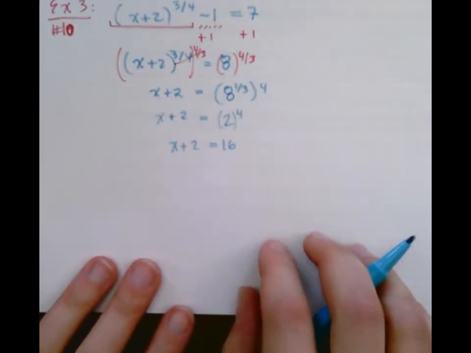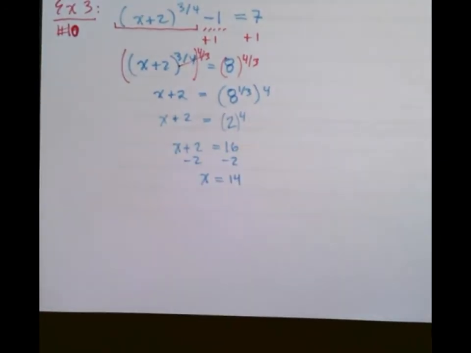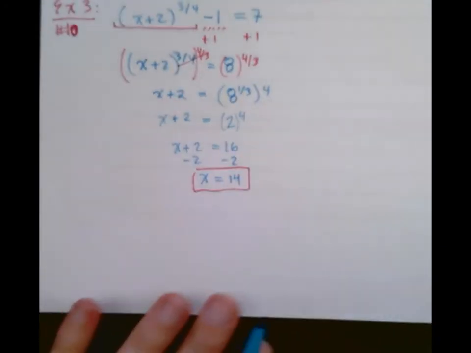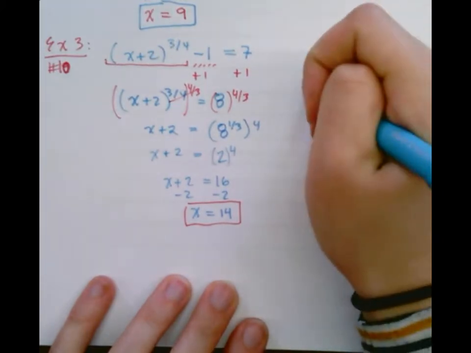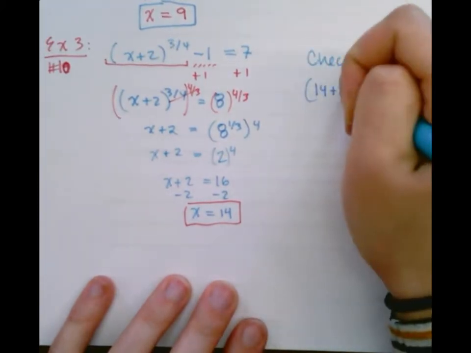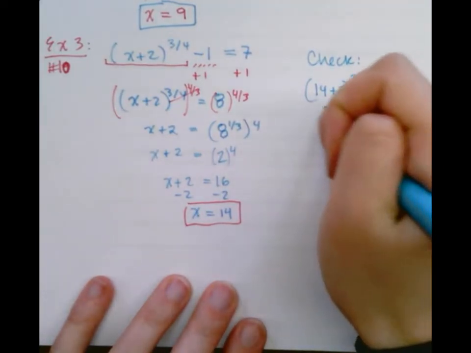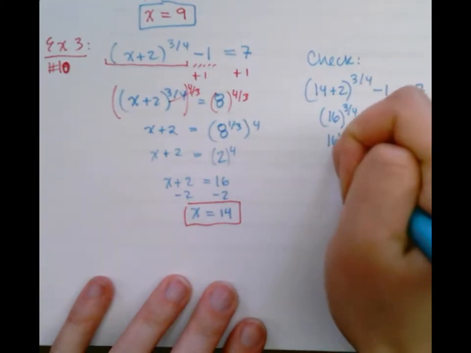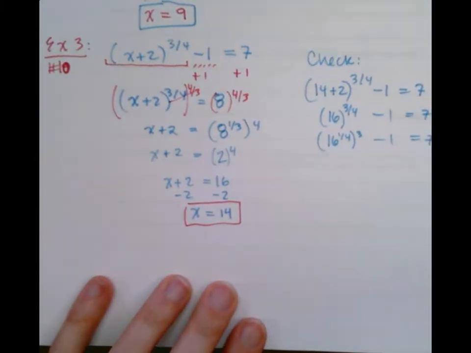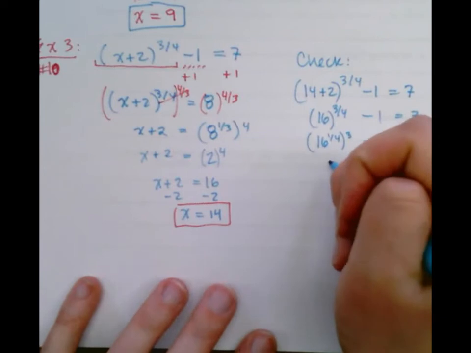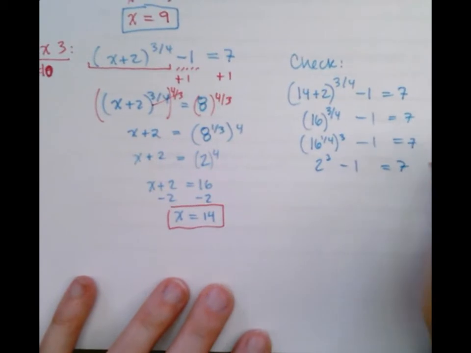And now this is a very easy equation. I just have to subtract the 2 over, and I get x is equal to 14. The last step will be to check my work. So 14 plus 2 raised to the 3/4 power, minus 1, checking to see if that equals 7. So that would be 16 to the 3/4, so 16 to the 1/4, to the third, minus 1. That would be 16 to the 1/4 is 2, and 2 to the third is 8. So we have 8 minus 1 is 7, and that checks.